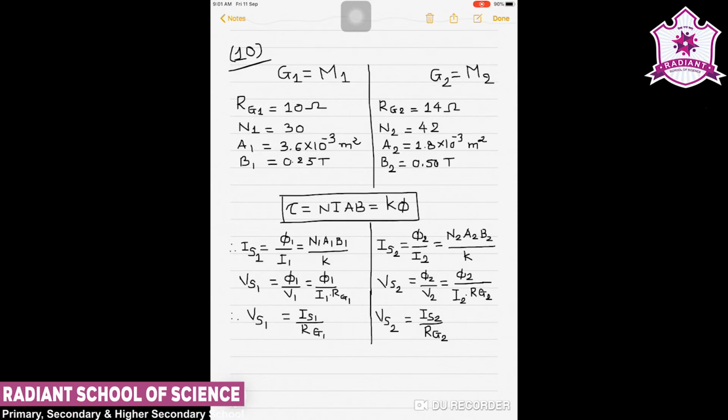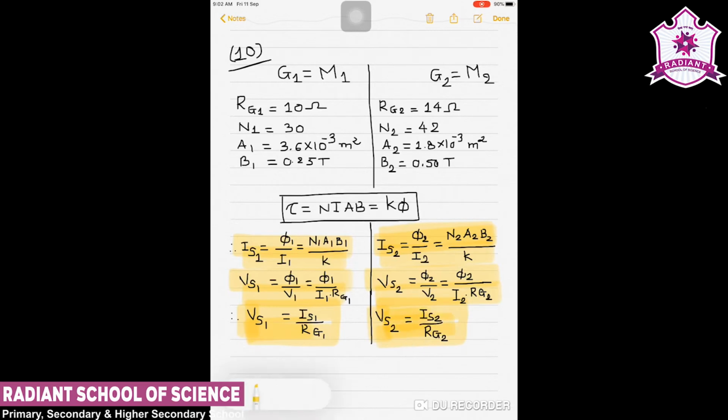So here the value of K remains constant for both of them. We are asked to determine the ratio of current sensitivity, that is IS1, that is phi1 upon I1, and voltage sensitivity, that is Vs, that is phi upon V. So we are ultimately asked to find out current sensitivity and voltage sensitivity of both the galvanometers in the term of ratio.